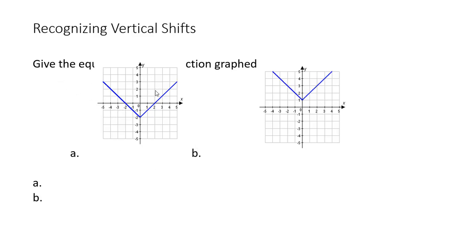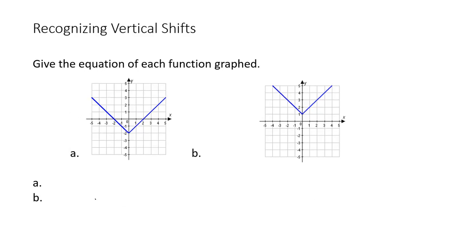So if you look at the graph, given the equation of each function graphed, the first one looks like y is equal to absolute value of x, which was originally supposed to be right here, shifted down 2 units, whereas the graph of y is equal to absolute value of x is shifted up 1 unit for the second case.